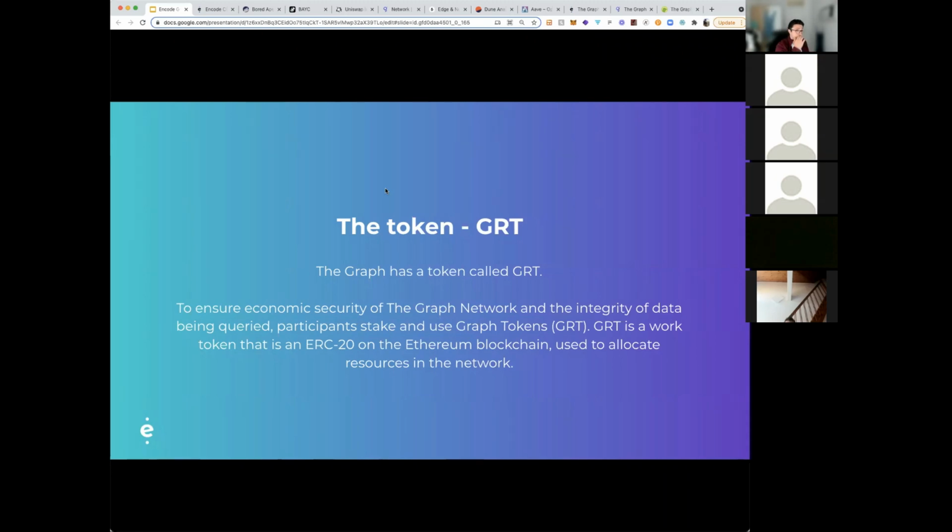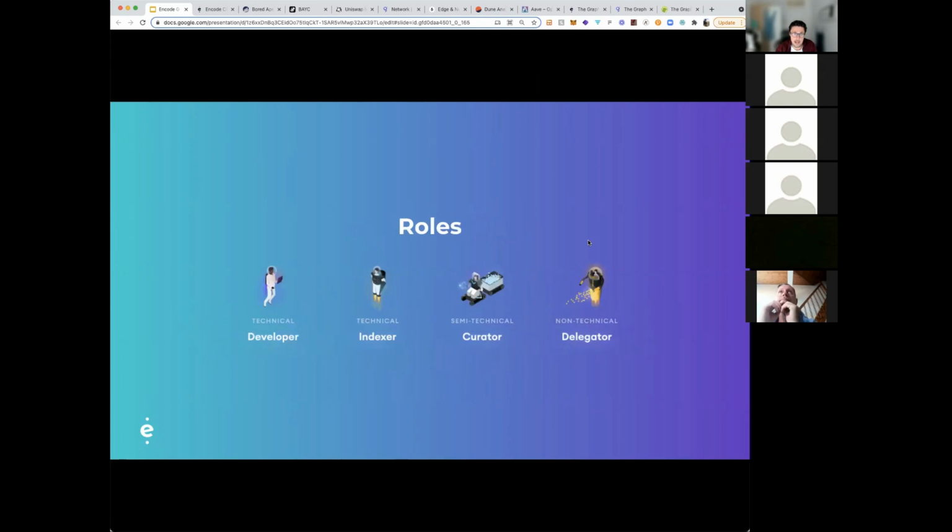In general, it is used to verify reputation, to incentivize people with rewards, and also to give out punishments by removing their GRT. We also pay some fees in GRT, which gives it some velocity. In general, you have 4 roles within the graph network: developer, of which there are probably lots of you here today, indexers, curators, and delegators. I'm going to talk about each of them a little bit.